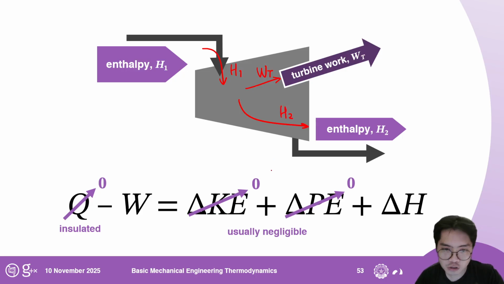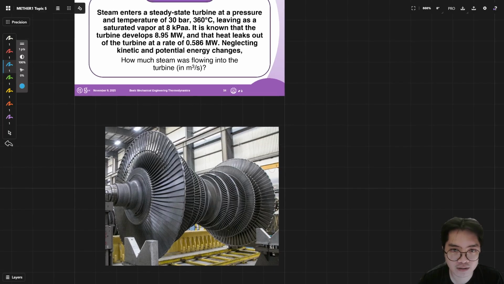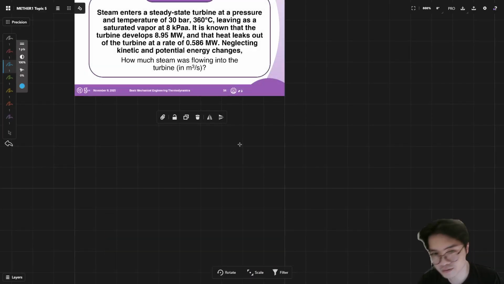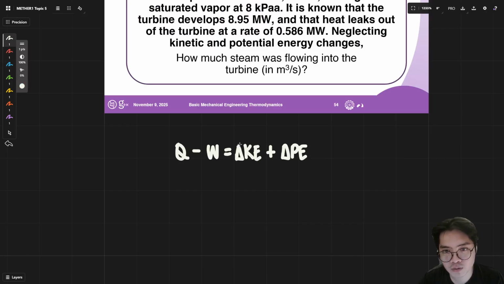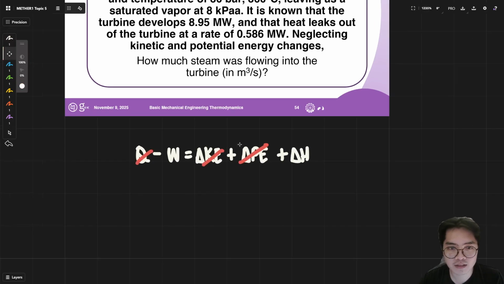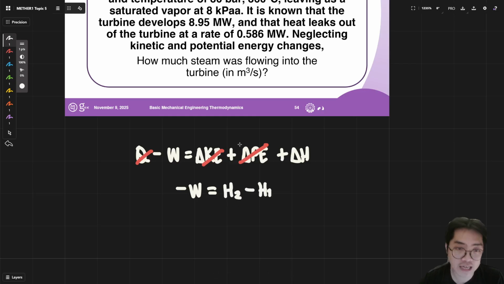Now notice, let's just look at the first law version first, the one that we were canceling in here. Let's move you out now. There you go. What you will see in here, Q minus W is equal to delta KE plus delta PE plus delta H. What you will see in here is cancel, cancel, cancel. You will get negative W is equal to delta H, which if you remember is just going to be H2 minus H1, out minus in.